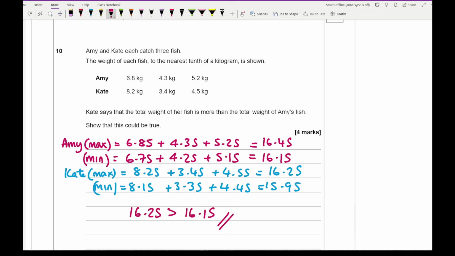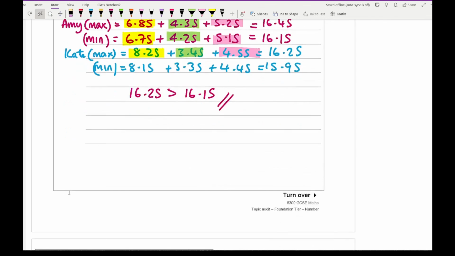So again, you could have any values within these spectrums. For example, if you're picking one weight for Amy, you go for a lower value in this bracket and a lower value in that bracket. And then when you go for Kate, you go for an upper value, so something closer to 8.25, closer to 3.45, and closer to 4.55. You want to show that Kate's total weight is going to be more than Amy's.